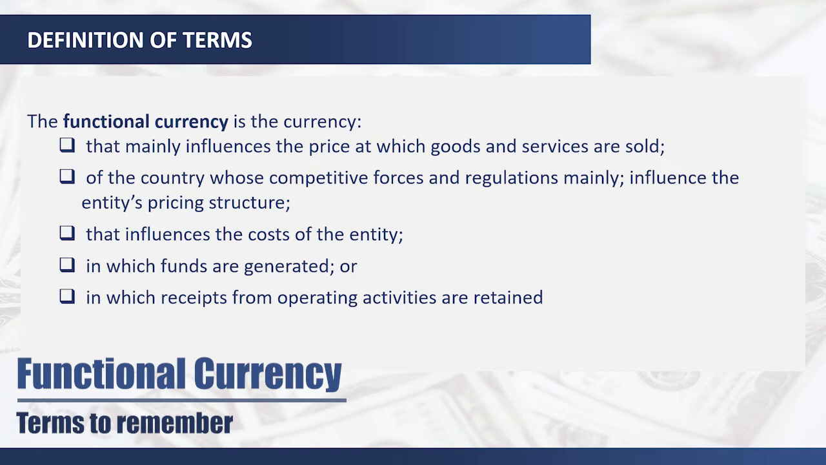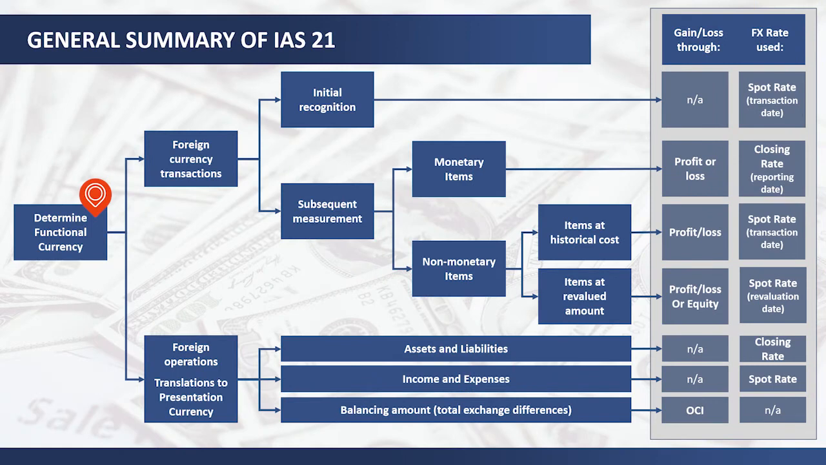It can be the currency in which funds are generated, or it is the currency in which receipts from operating activities are retained. Once the functional currency has been determined, then we are good to go. Any transaction denominated in a currency that is not the functional currency is a foreign currency transaction, which is the next step in our diagram.